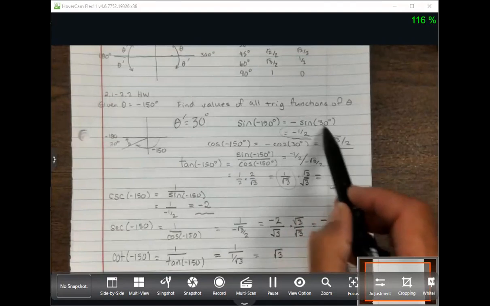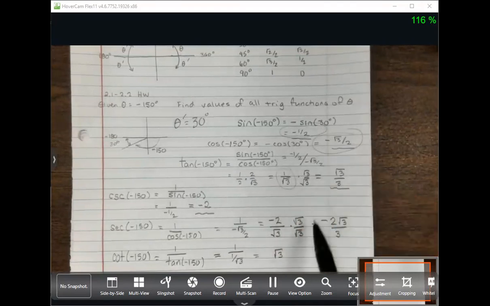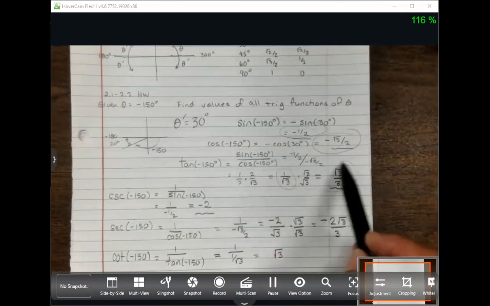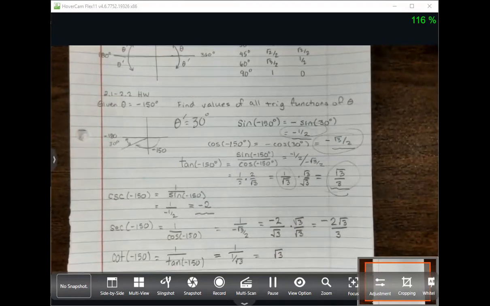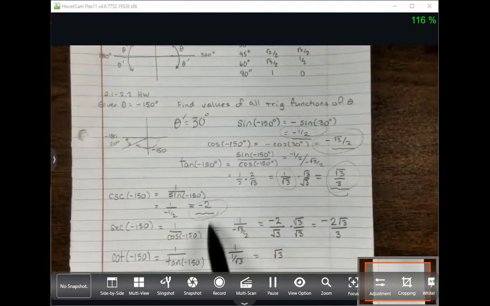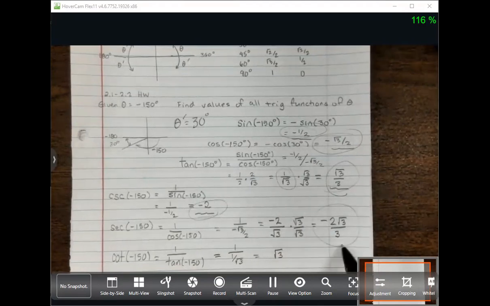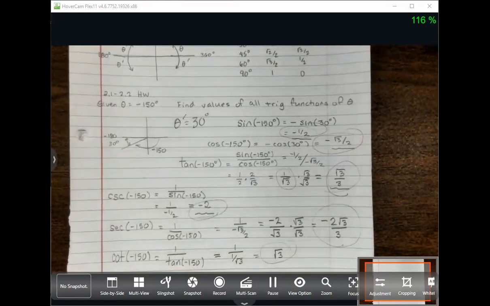So the sine was negative 1/2. The cosine was negative square root of 3 over 2. The tangent was positive square root of 3 over 3. The cosecant is negative 2. The secant is negative 2 square root of 3 over 3. And the cotangent is a positive square root of 3.